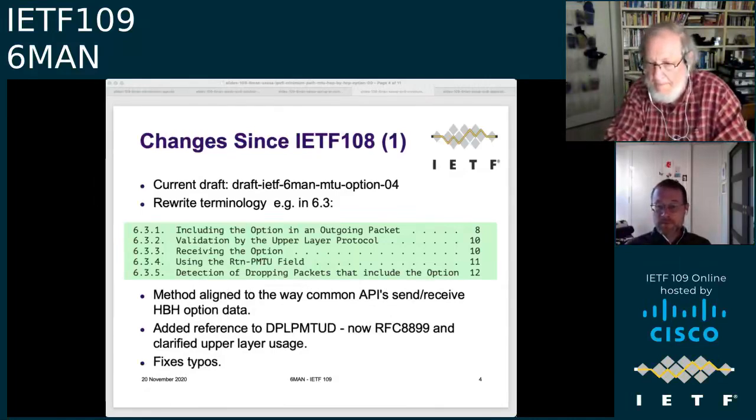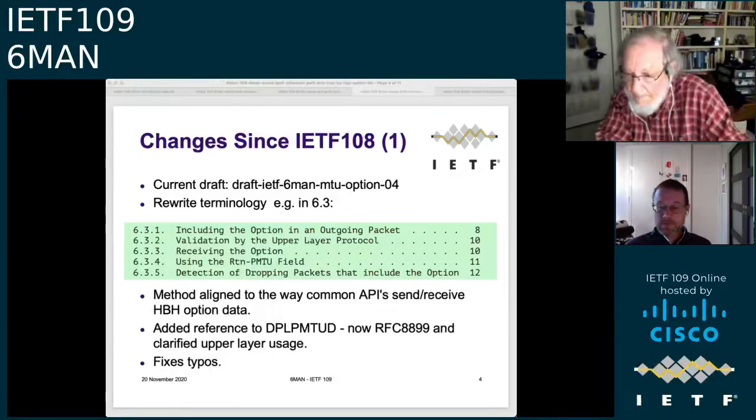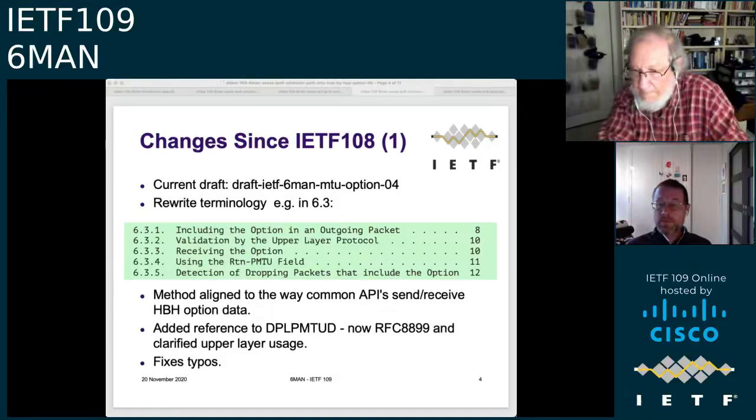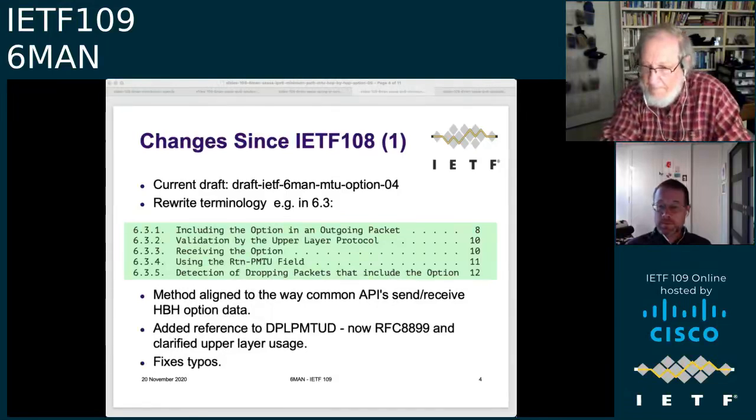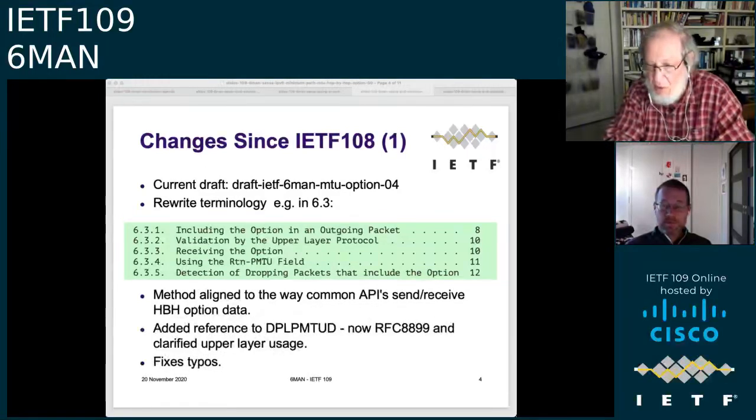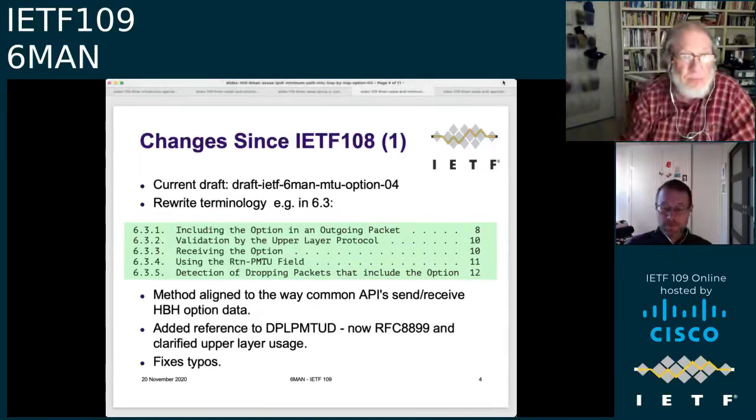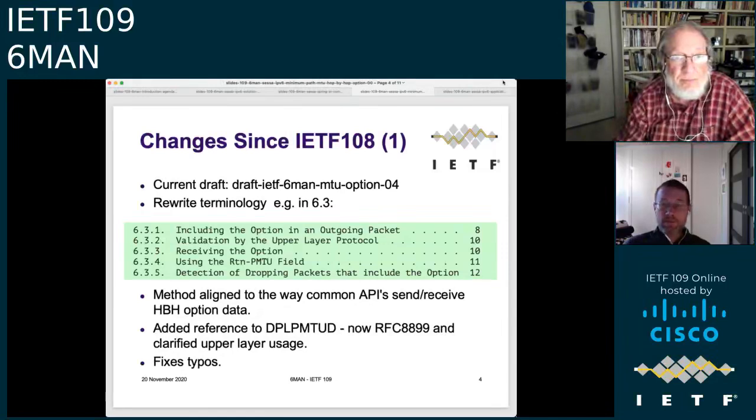And that was a helpful thing to do, because it helped us understand a little bit more how the option could actually be used higher up the stack. And DPLPMTUD, which we've loved trying to say for several years now, is now an RFC, RFC 8899, which is arguably much easier to remember than the long acronym. So we've referenced that, and maybe in future we'll just call it RFC 8899. Next slide.